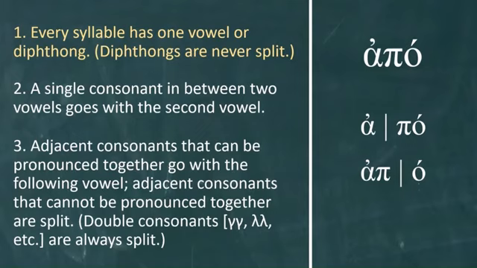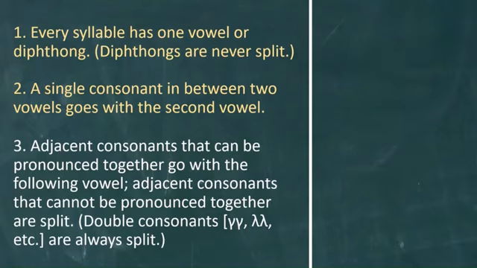In order to answer that question, we have to consider our second rule. A single consonant in between 2 vowels goes with the second vowel. In apa, we have the single consonant p surrounded by 2 vowels. The second rule states that this consonant must go with the second vowel, that is, with omicron. Thus we can eliminate the second of our 2 options, and we are left with the correct answer, apa.